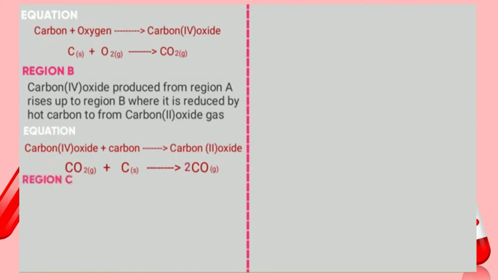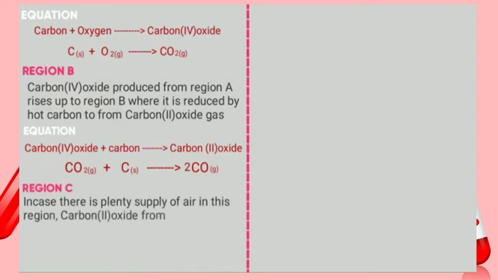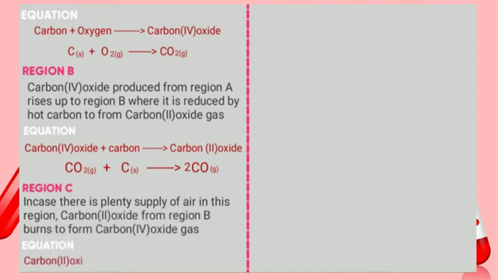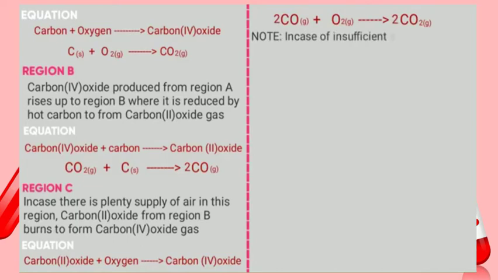Now in region C, in case there is plenty of air in this region, carbon II oxide from region B burns to form carbon IV oxide gas. The equation is carbon II oxide plus oxygen gives carbon IV oxide. The chemical equation is CO gas plus oxygen O2 gives CO2 gas. Balance the equation: place 2 where there is carbon II oxide and 2 where there is carbon IV oxide. Now in case of insufficient supply of air, some carbon II oxide produced in region B is released into the atmosphere.